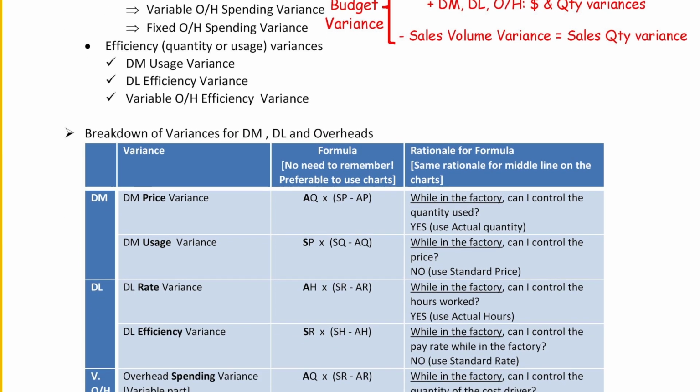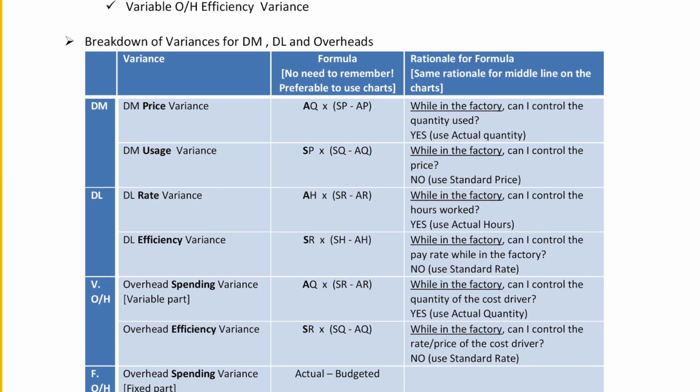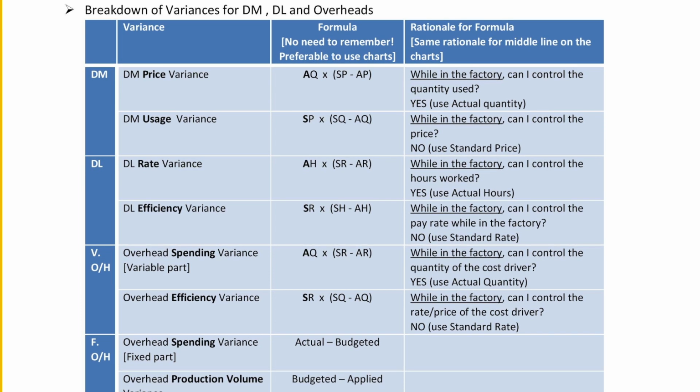On the second half of this page, we have a table with a breakdown of variances for direct material, direct labor, variable overheads and fixed overheads. Under direct material variances, we have variances for price or dollars and usage or quantity. Now, direct material price variance, we had seen that it was $505 unfavorable.